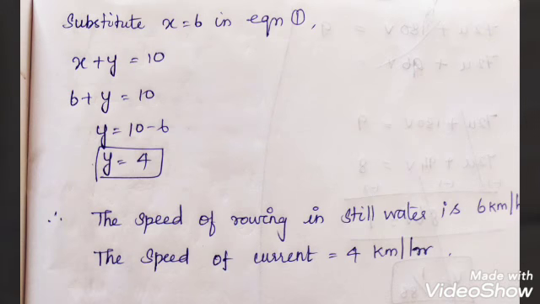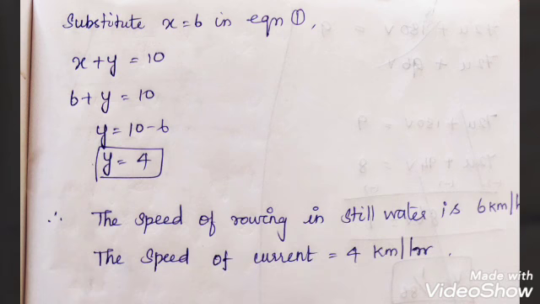Next we are going to substitute x is equal to 6 in equation number 1, x plus y equal to 10. So 6 plus y equal to 10. So y equal to 10 minus 6, which is 4. So the speed of rowing in still water is 6 kilometer per hour. The speed of the current is 4 kilometer per hour, which means our x and y. Remember this, upstream and downstream, where we have to add and where we have to subtract. That is the important thing we have to know.